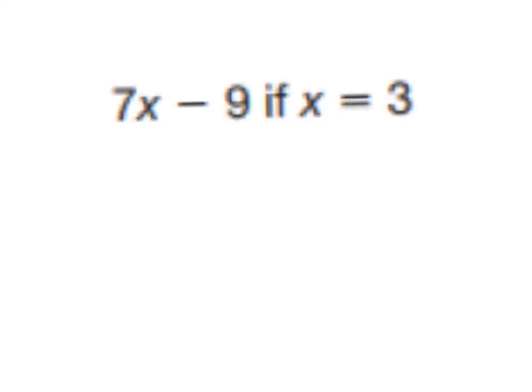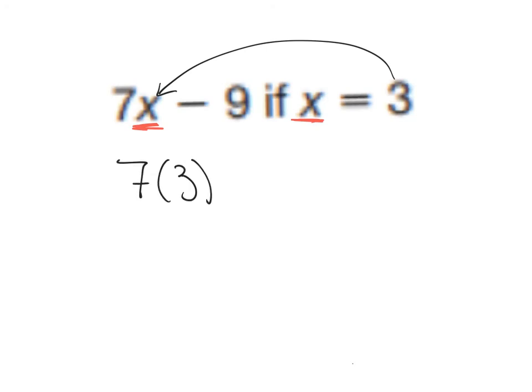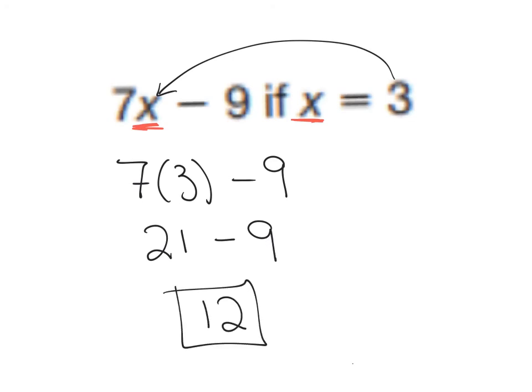Okay, now we have just expressions, and it says, what if x equals 3? What would be the value of this 7x minus 9? So if x is 3, I'm going to plug in the 3 for this x right here. So we're just going to plug that in. And remember, this means 7 times 3 minus 9. So 7 times 3 is 21 minus 9, and 21 minus 9 is 12. And that would be your final answer.